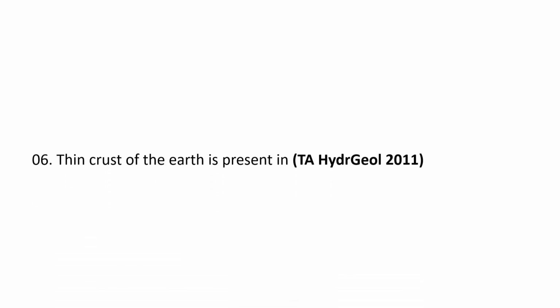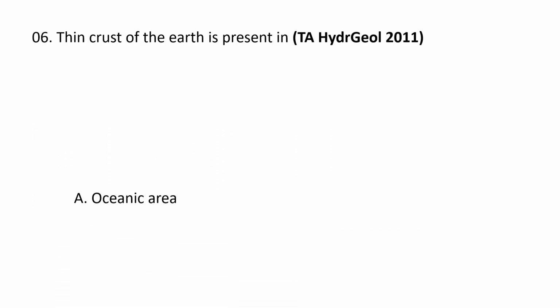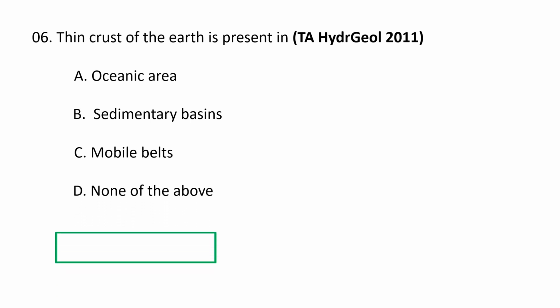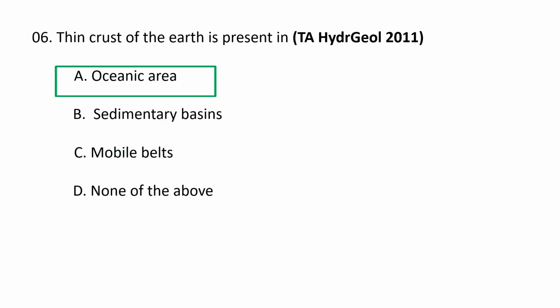Next question. Thin crust of the earth is present in A. Oceanic area, B. Sedimentary basins, C. Mobile belts, D. None of the above. Thin crust of the earth is present in the oceanic area. The Earth's oceanic crust is a thin layer of rock found beneath the world's oceans, made up of basaltic rocks and usually about 7 kilometers thick.